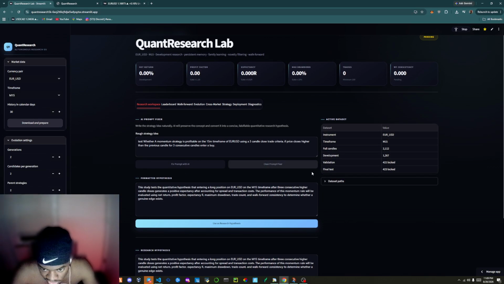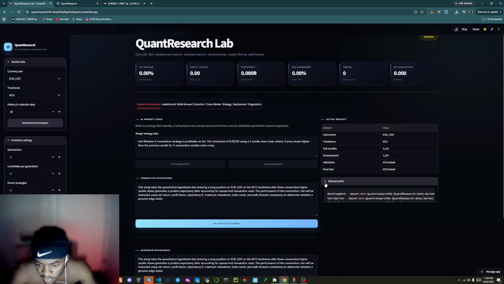But as you see, this is our data set right here. We got EURUSD on the 15-minute time frame. We got 2,000 candles. Almost half of those candles are used for development, and then we're going to validate it on 422 candles and then test it on another 400 candles that it hasn't seen yet to make sure it works.